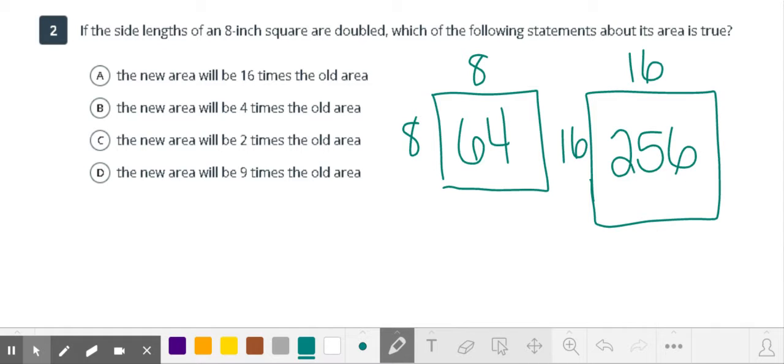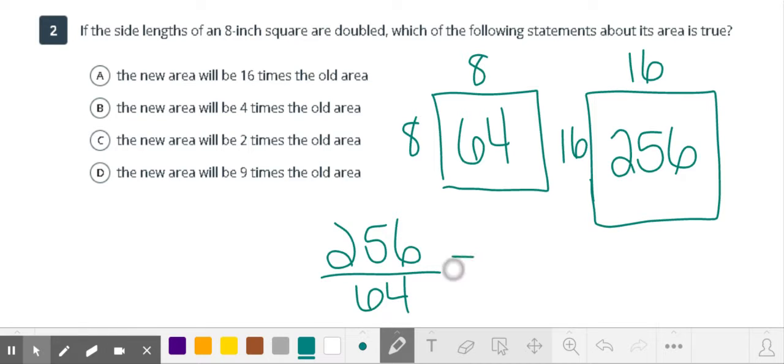So they're asking how many times bigger is it than the old area? So I'd do 256 divided by 64 to see how many times bigger it is, and it's 4 times bigger.